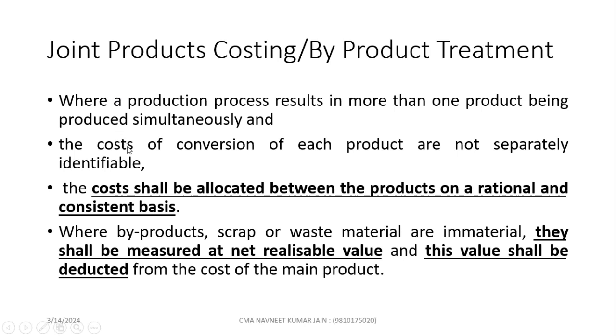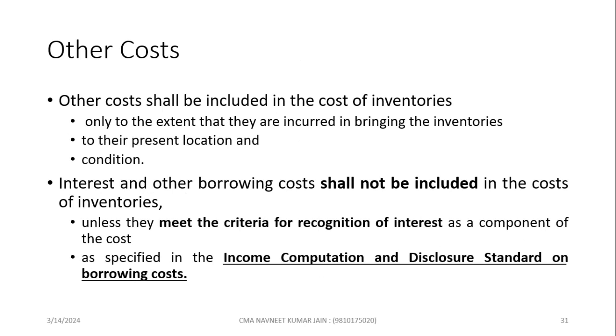Where by-products, scrap or waste material are immaterial, they shall be measured at net realizable value, and this value shall be deducted from the cost of the main product. I think we give the same treatment in our cost records. Whenever some by-product, scrap or waste material comes out of a process, we determine its NRV, and on the basis of the NRV we give credit to the respective department or process, and this value is accordingly deducted from the cost of the main product. So no change here.